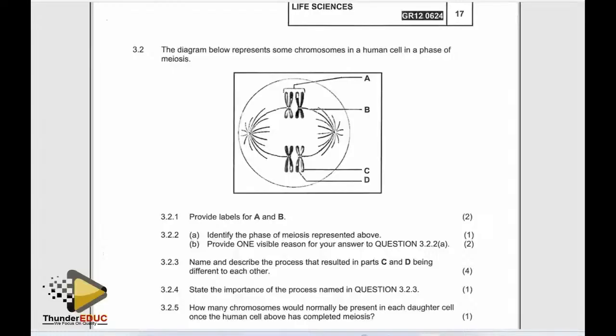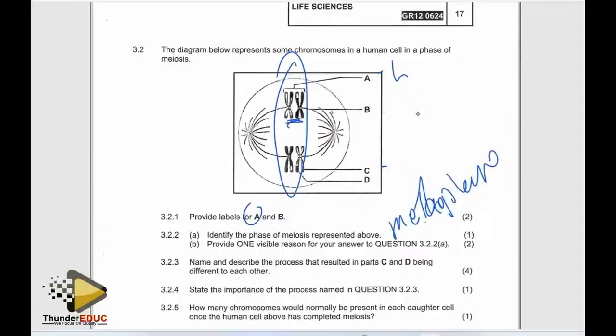Then you go to meiosis. What are they saying? Label A. What is A? It is homologous chromosome. B is the spindle fibers. C is the chromatid, and D is also a chromatid. Now we are again saying identify the phase mentioned above, because they are in the middle. So it is metaphase. But because they're in pairs, it is metaphase 1.